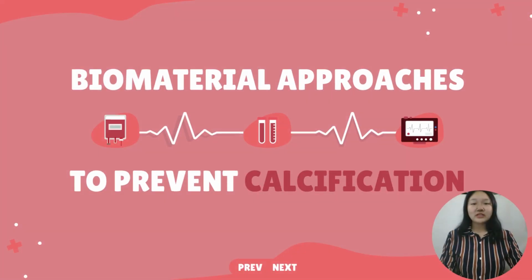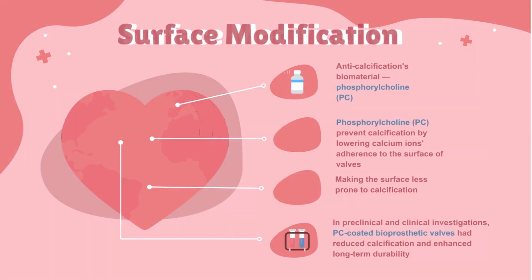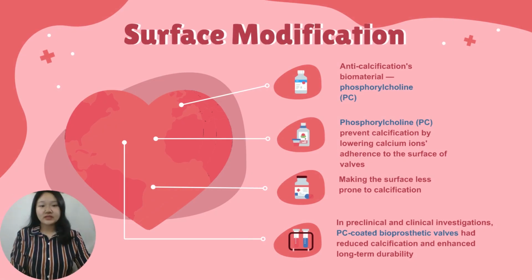Let me continue this presentation with biomaterial approaches to prevent calcification in the heart valve. The first method is surface modification by using an anti-calcification biomaterial, which is phosphorylcholine, that can prevent calcification by lowering calcium ion adherence to the surface of the valve, and it can make the surface less prone to calcification. Besides that, in preclinical and clinical investigations, PC-coated bioprosthetic valves have reduced calcification and enhanced long-term durability.